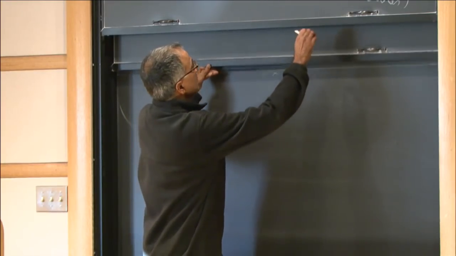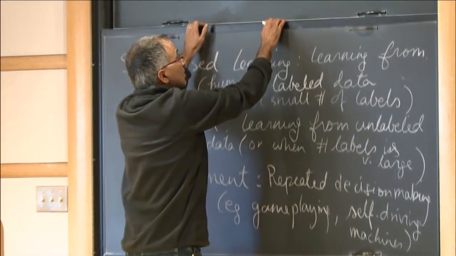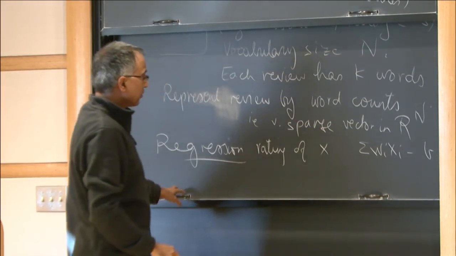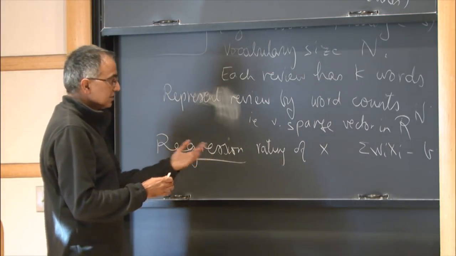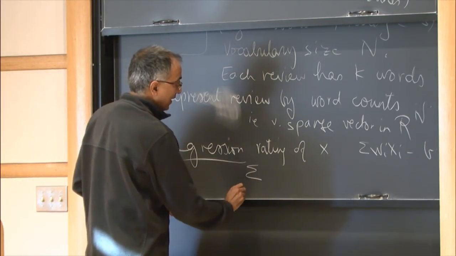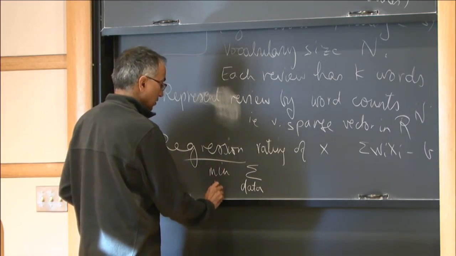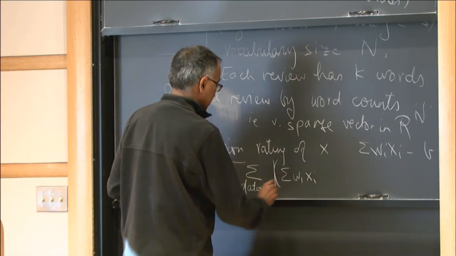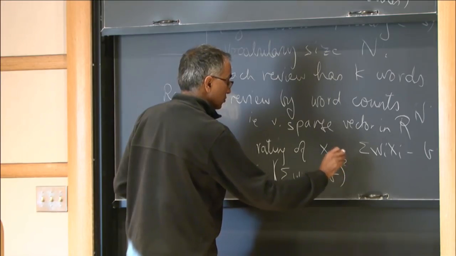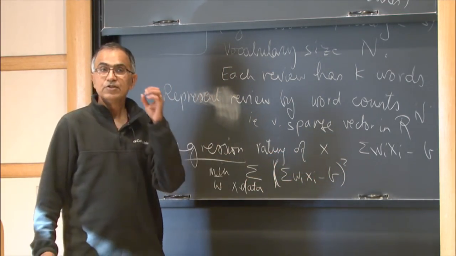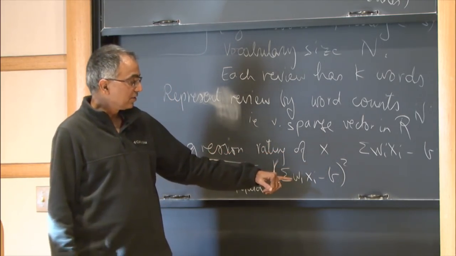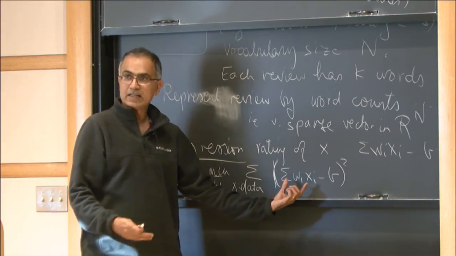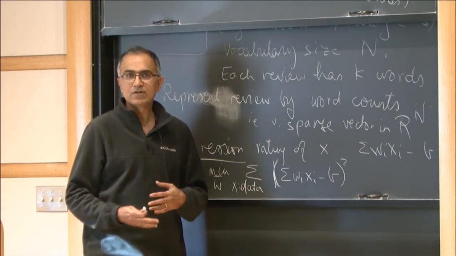So how do you train this? Just least square regression. You take the sum over data, and you're minimizing over this vector w this quantity: summation w_i x_i minus b, squared. Okay, least square regression. So you find these weights. You can think of these as importance estimates for the words. How important are they for the sentiment of the review? If you have enough positive sounding words, it'll think it's a positive review. And if there are negative sounding words like terrible, then you'll have low ratings.